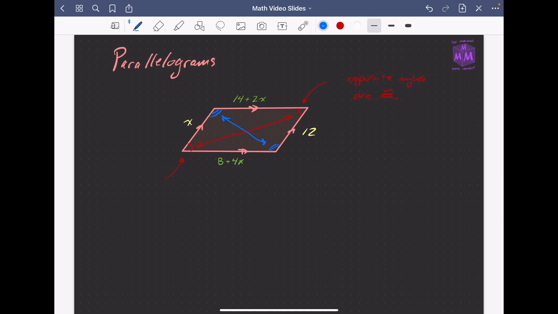So, let's suppose that this angle here was 70 degrees. Let's write it in red for consistency, 70 degrees. That would mean that this angle here is also 70 degrees.